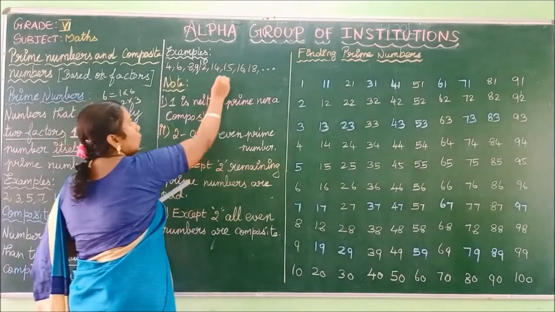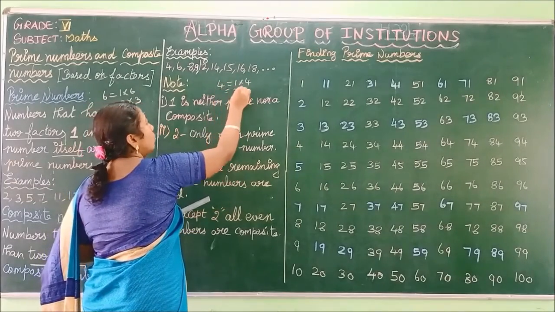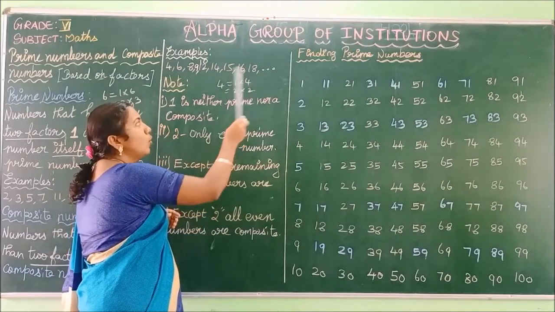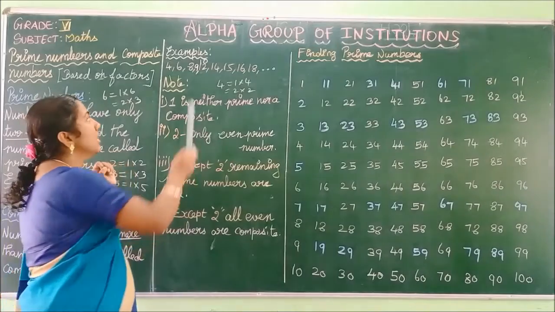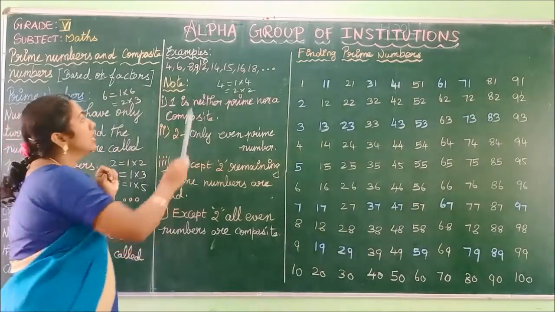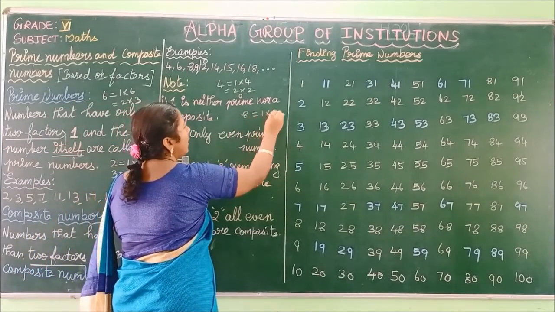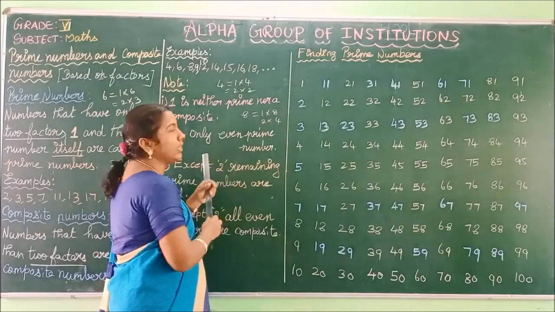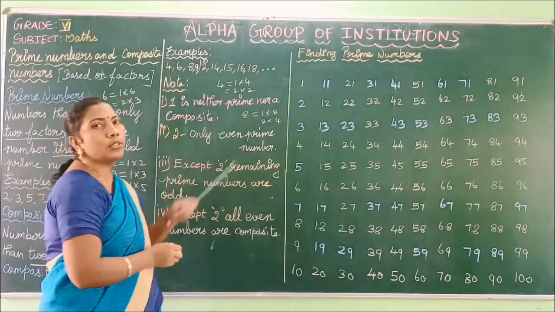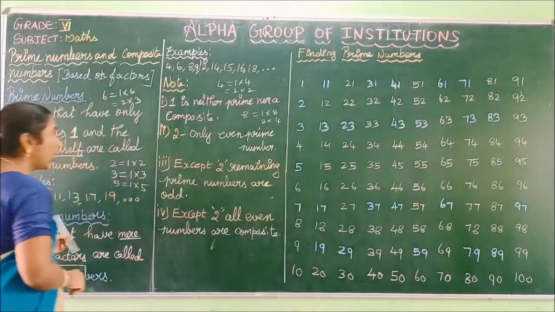Let us check 4. 4 can be written as 1 into 4. It also can be written as 2 into 2. So the factors of 4 are 1, 2, 4. Thus it has 3 factors. Similarly, 6 has 1, 2, 3, 6, 4 factors. Similarly, 8 can be written as 1 into 8 and also 2 into 4. So it has 1, 2, 4, 8, 4 factors. Thus, we can say a composite number has more than 2 factors. Okay, that's all about composite numbers.